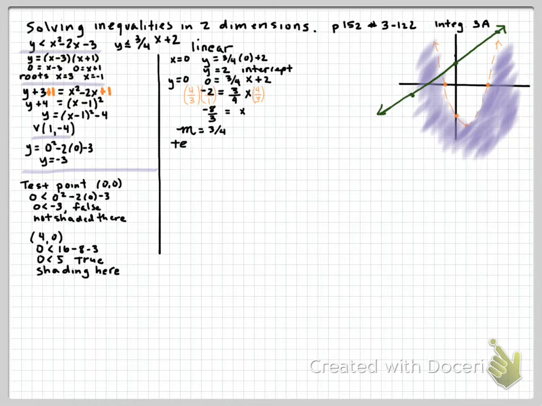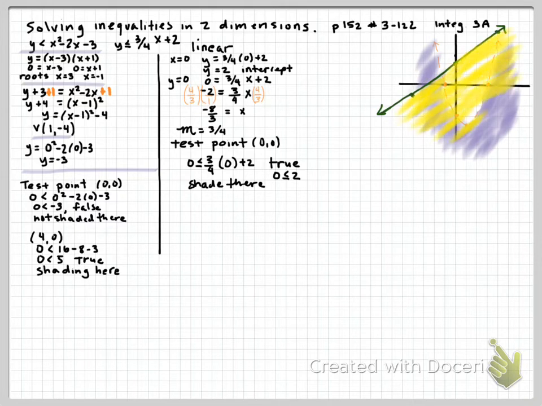But just to be 100% sure, again, I'm going to use a test point. And I'm going to use the test point 0, 0 because 0, 0 is easy. And notice when I plug in 0, 0, it's true. So that means I will be shading there, there being below that linear function. So I'm going to be shading everywhere below that linear function.